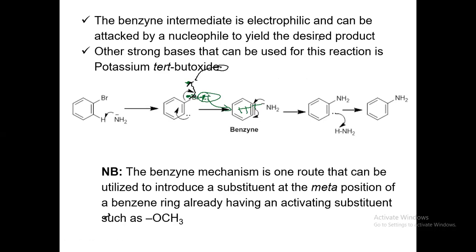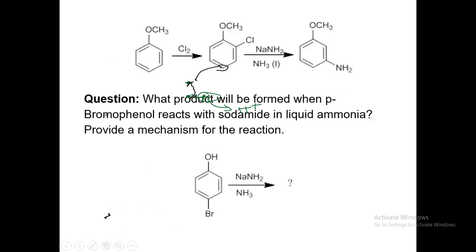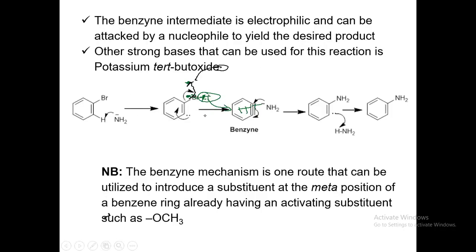Other strong bases can be used. So we don't only use sodamide, we can use potassium tert-butoxide. Very, very strong, a very strong base. Good. So let's look at what is happening. Now, the base is removing the hydrogen. I have explained that this hydrogen, because of inductive effect, is a little acidic. So you need a very strong base to remove it.